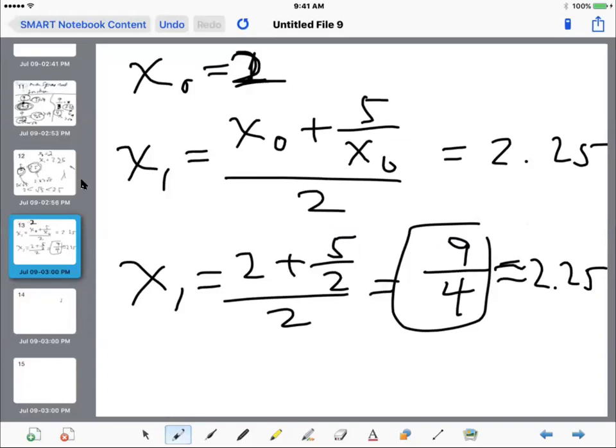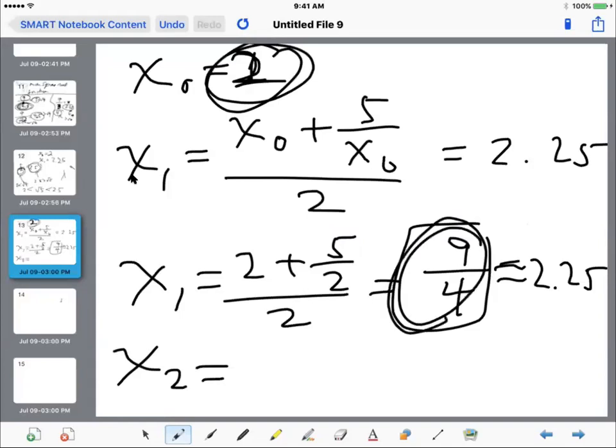Anyone suspect how I can calculate out what I'll call x2, my even better guess? So 2 is the first guess. For the first guess, I just picked the biggest integer that I know is 2 squared, less than 5, but 3 squared is greater than 5. So x1 is this. Now I want to calculate x2. Anyone have a suspicion of how I take my 2.25, or my 9/4 answer, and get an even better answer than that?